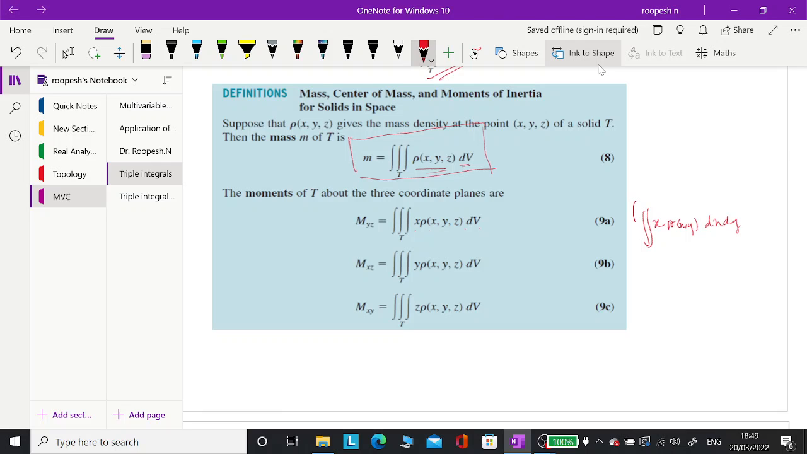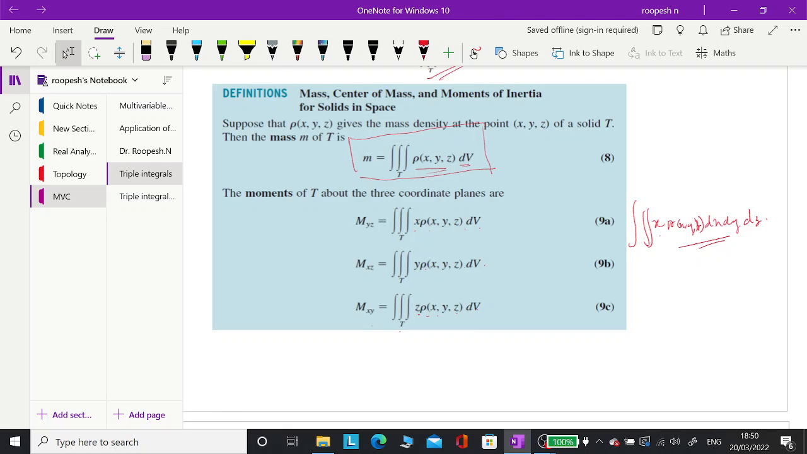In the triple integral case, x is still there, and rho is now a function of z also. Next comes dz. Only this is the difference. Now the moment about the y-axis, we will write it as Mxz, which equals the triple integral over T of y times rho(x,y,z) dV. The moment about the z-axis, we will write it as Mxy, which equals the triple integral over T of z times rho(x,y,z) dV. Let us see how we can calculate the mass and moments using these formulas, and next is the center of mass.